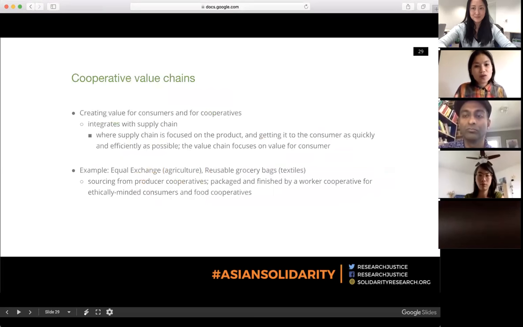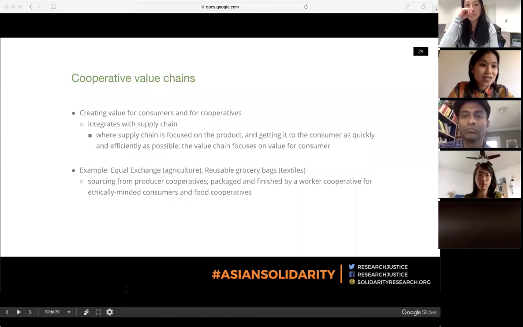And as part of cooperative ecosystem building in a more granular level is creating cooperative value chains. So with my value chain work, my focus is on creating value both for consumers, because we live in a consumer-oriented society. It's the whole business customer is king kind of idea. And then also creating value for cooperatives as well.